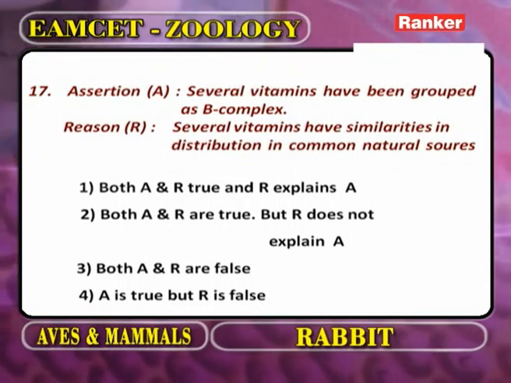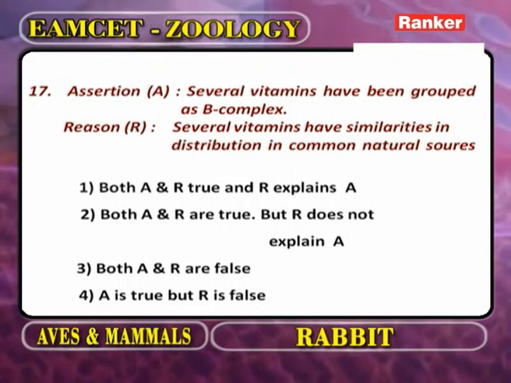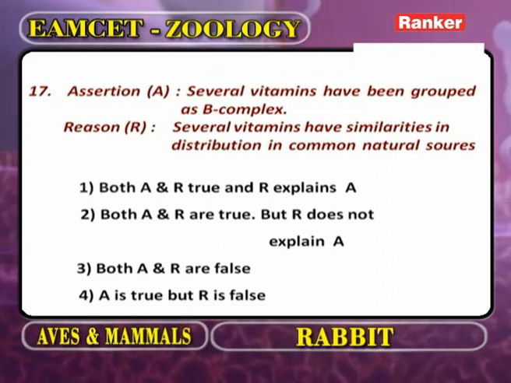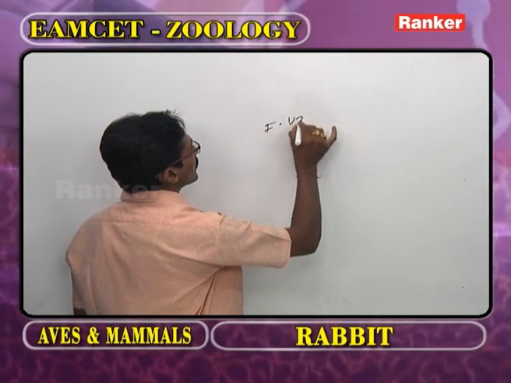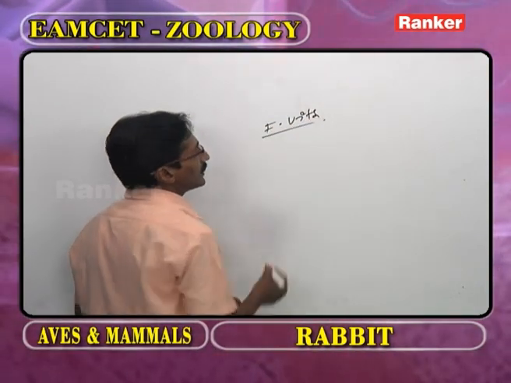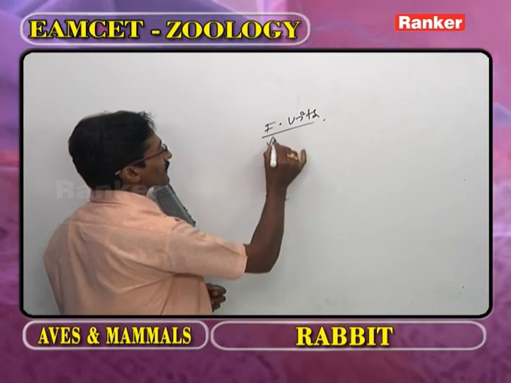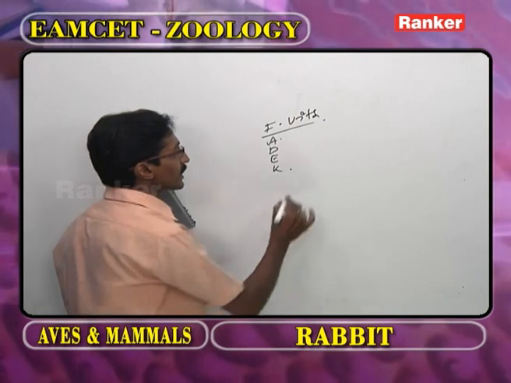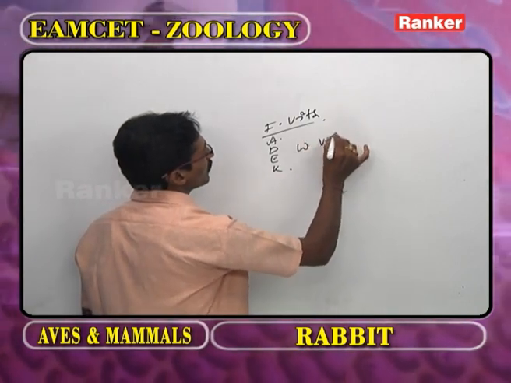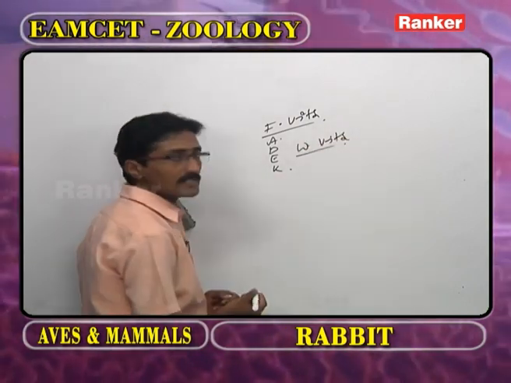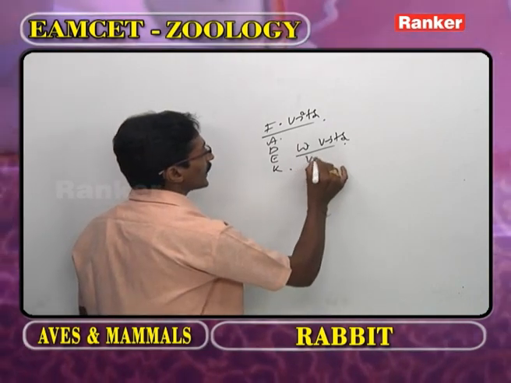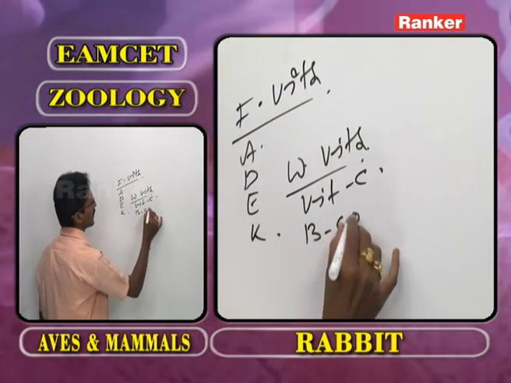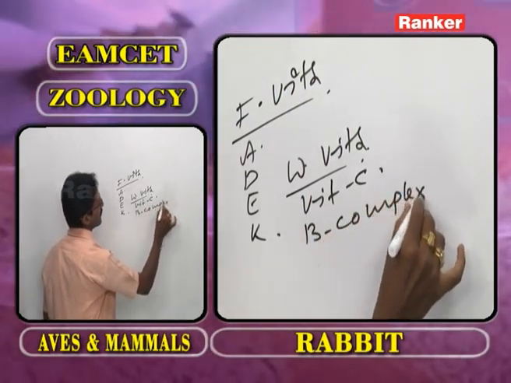Several vitamins have been grouped as B complex. Now, as we observe the vitamins, one group we call fat soluble vitamins. What are the fat soluble vitamins? A, D, E, K. But here our concept is the water soluble vitamins. What are the water soluble vitamins? One is vitamin C, and the second is B complex vitamins.